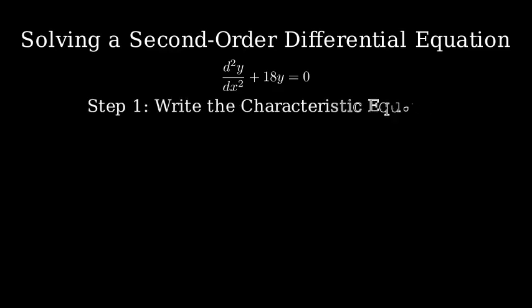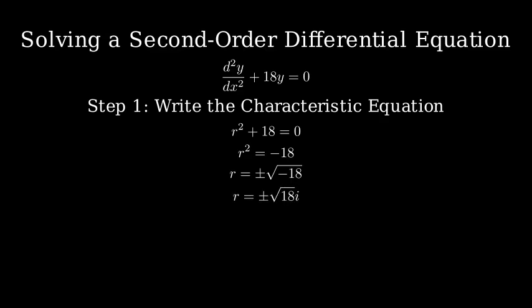First, we replace the second derivative with r squared, and y with 1, giving us r squared plus 18 equals 0. Now, let's solve this quadratic equation. First, subtract 18 from both sides. Then take the square root of both sides.